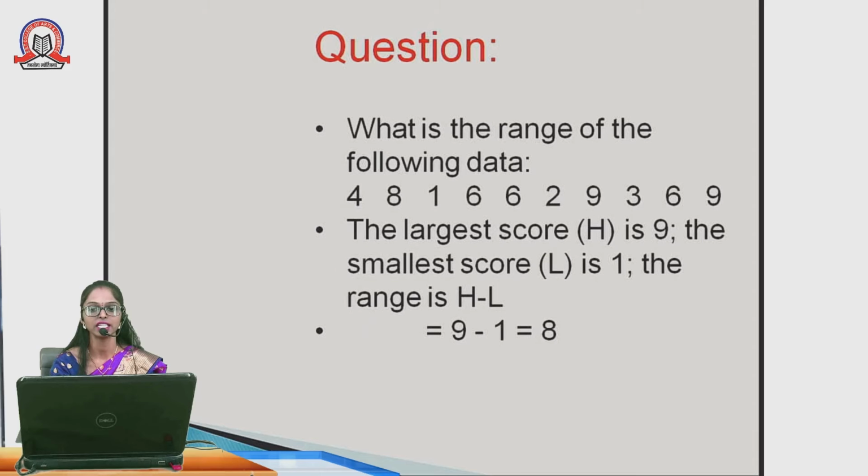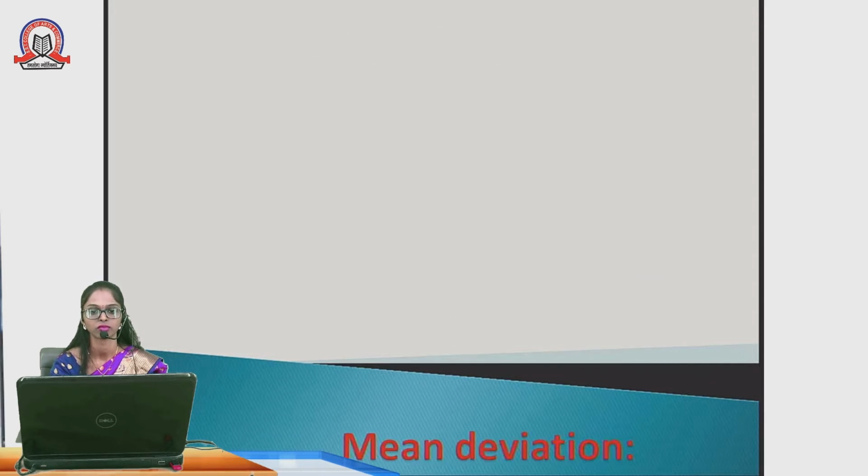Question: what is the range of the following data? My data set is 4, 8, 1, 6, 6, 2, 9, 3, 6, 9. The largest score H in this data is 9 and the smallest score L is 1. That is, the range of this data is H minus L, which is equal to 9 minus 1, which is equal to 8. Means in this question my answer is 8.